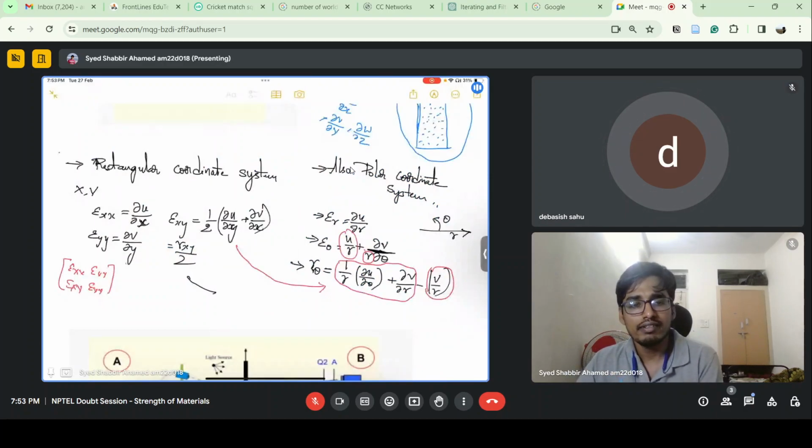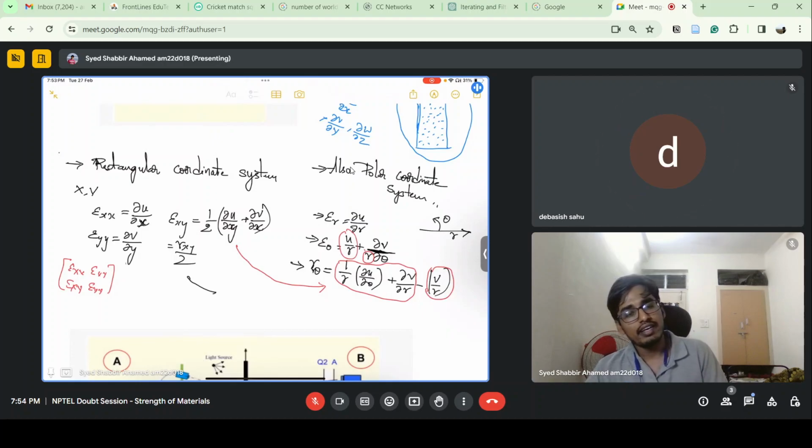Whenever we have to measure strain, we can take a rectangular coordinate system. If the shape of the specimen is rectangular or similar, you can take a rectangular coordinate system, which is basically x and y. If we take x and y, these are the values of the state of strain: epsilon xx, epsilon yy, and epsilon xy.